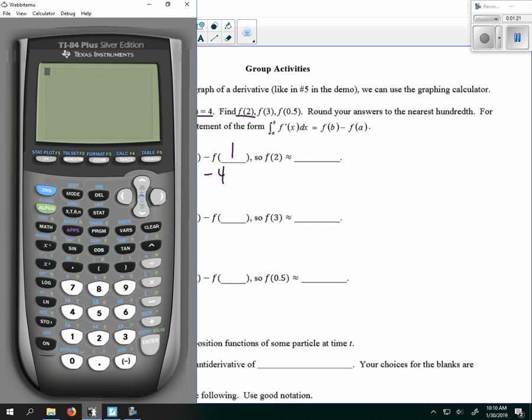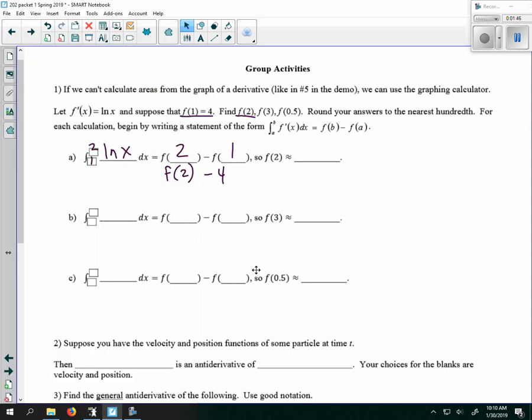on my calculator. So you press math, go to option 9, and we're going to integrate from 1 to 2 of the ln of x dx. So that's 0.386. They told us to round to the nearest hundredth, so I'm going to do 0.39. So 0.39 is equal to f of 2 minus 4. So I add 4 to both sides, and we get that f of 2 is approximately 4.39.